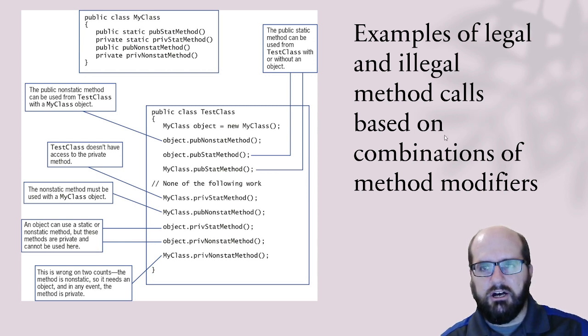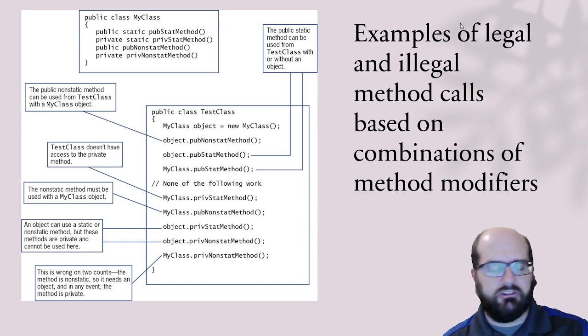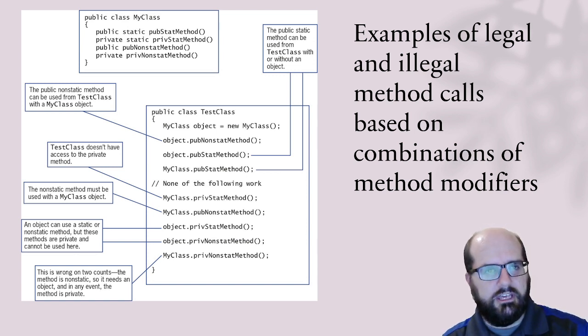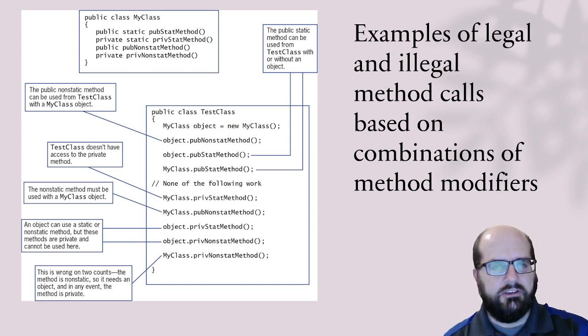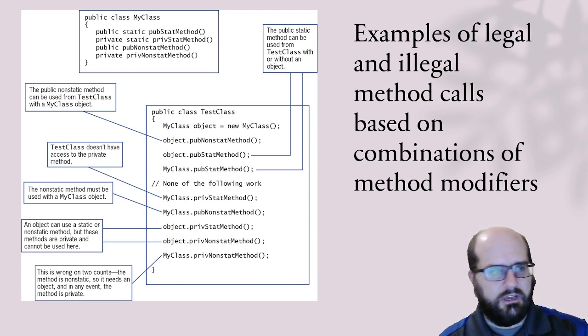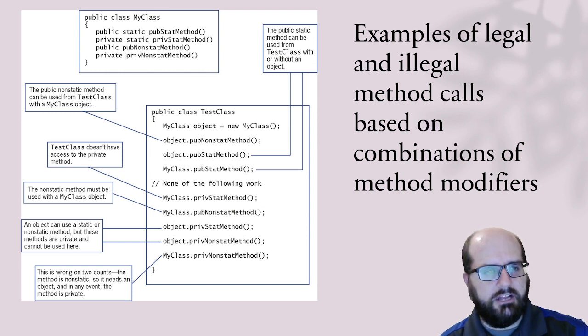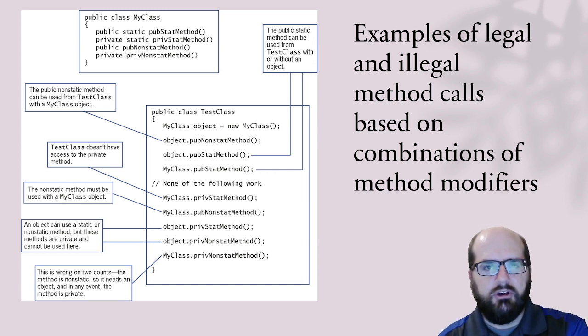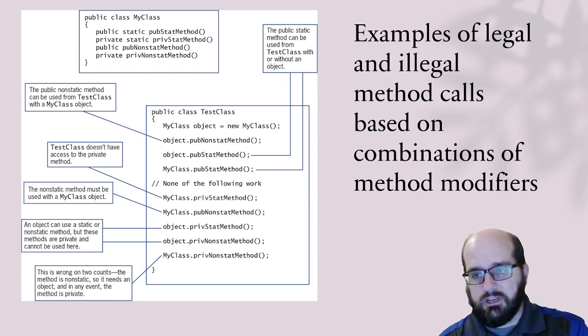Let's show some examples of legal and illegal method calls based on combinations of method modifiers. Okay, this is the class, public class MyClass, with a public static method, a private static method, a public non-static method, and a private non-static method. In the first case, object.pubNonStat method: the public non-static method can be used from the test class with a MyClass object. Object.pubStatic method: the public static method can be used from the test class with or without an object. And finally, MyClass.pubStat method will work because it does not have an object, but it still works because the method is static.